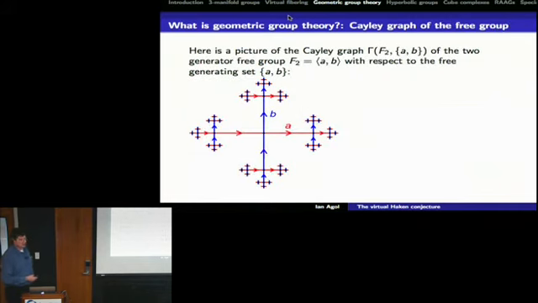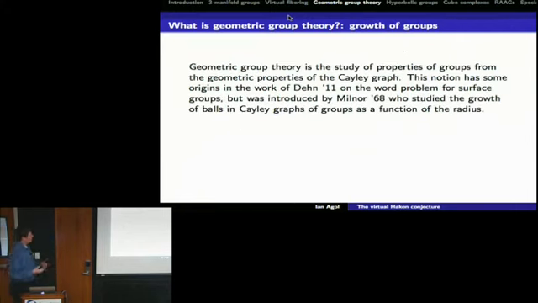So here's a picture of the Cayley graph of the two-generator free group. This is an infinite tree, and every vertex will have degree 4. You have the outgoing edge and the incoming edge labeled by A, and then outgoing and incoming labeled by B. So geometric group theory is the study of properties of groups which they obtain, in some sense, from the properties of their Cayley graph thought of as a metric graph.